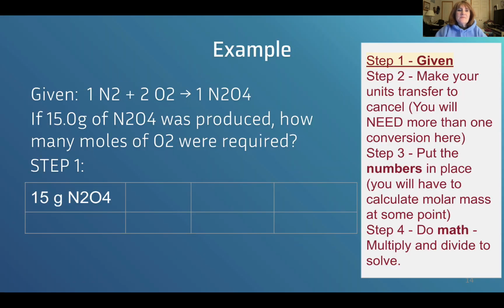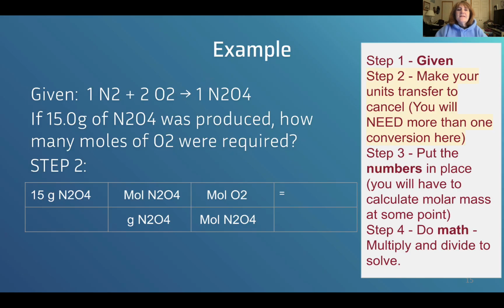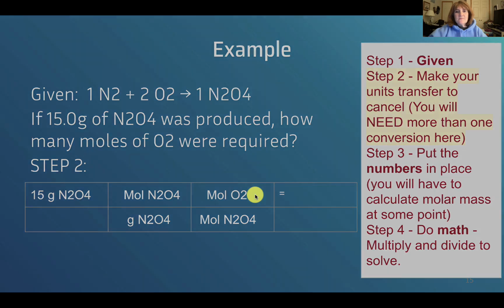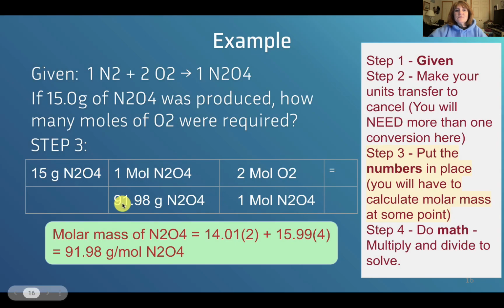So here's an example. You start with 15 grams of N2O4. Notice the equation is already balanced. 1 N2 plus 2 O2 makes 1 N2O4. Start with what you're given. Put units in to make them cancel. So grams of N2O4 become grams of N2O4 to the moles of N2O4. Moles of N2O4 become the moles of O2. Make the units transfer.